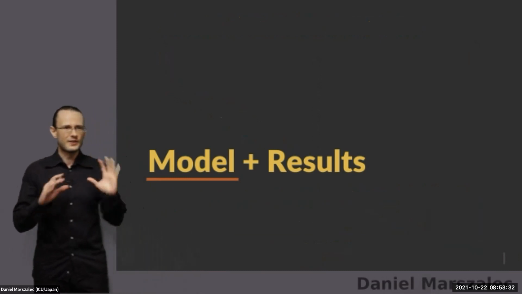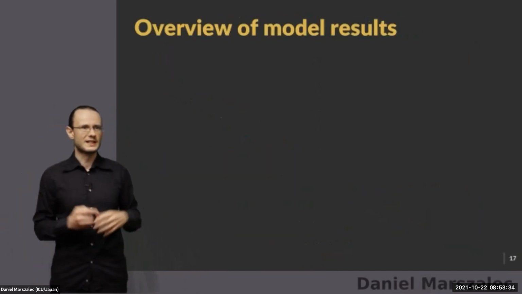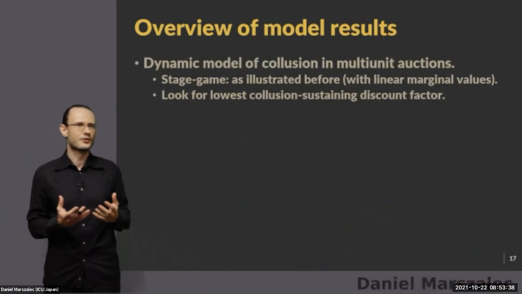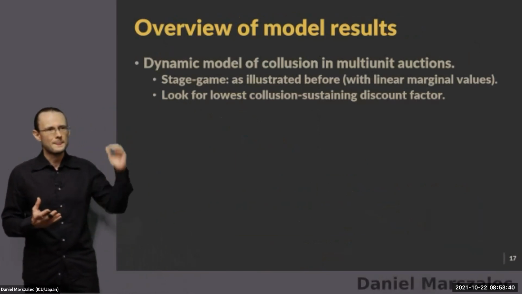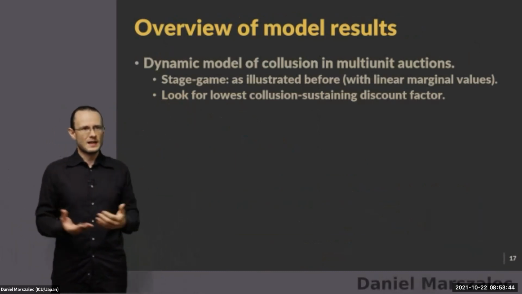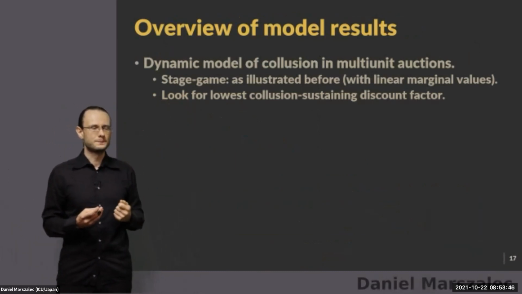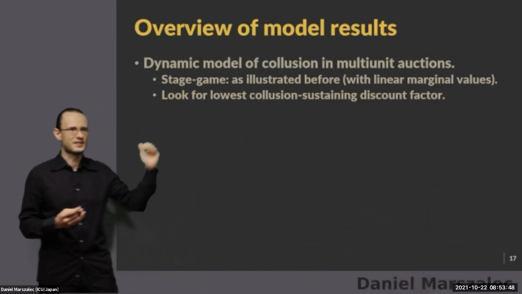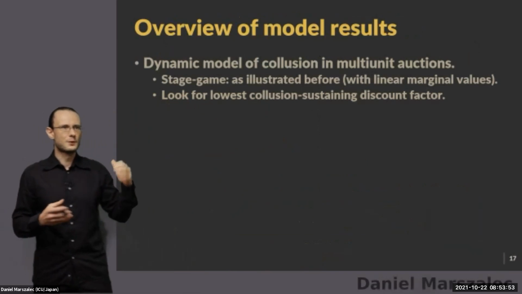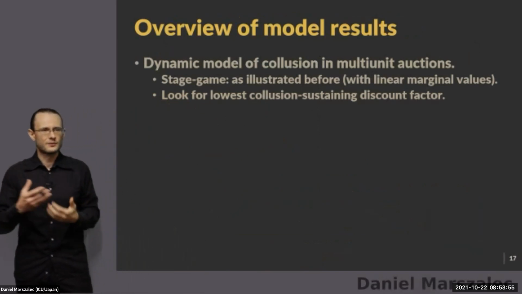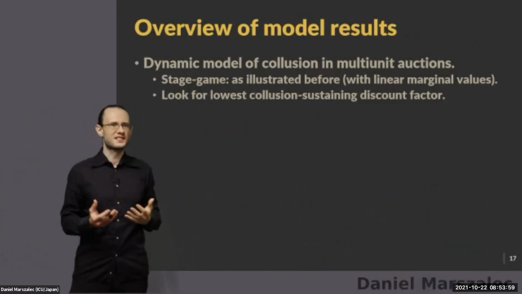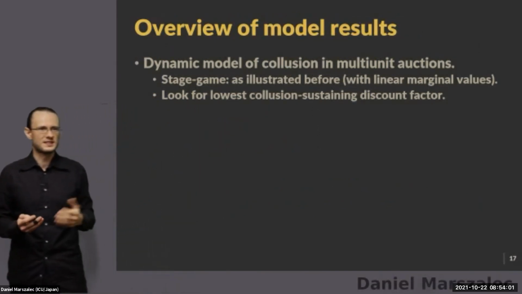Okay, so very quickly to give you a summary of the model and our results. What we do is we build a dynamic model of collusion in multi-unit auctions, and the stage game is what I've just shown you before. So we have a number of players who are trying to collude using crank handles. We assume that they have linear marginal values like Ausubel et al. And what we do, as is typical in a repeated game folk theorem setting, is look for the lowest collusion sustaining discount factor. So this is all pretty standard.